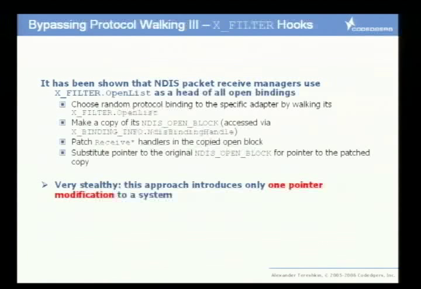So this will result in tricking the packet indication code so that when a new packet comes to this code, the indication functions will use our open block structure instead of the original. So this solution is very stealthy because it requires only one pointer modification. And an integrity protection driver, for example, should check the X-filter for a single pointer modification. This will result in lots of false positives.